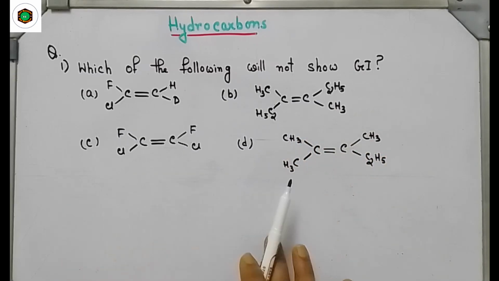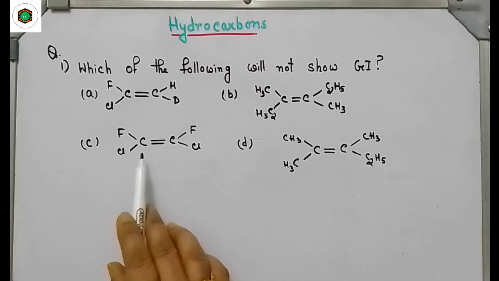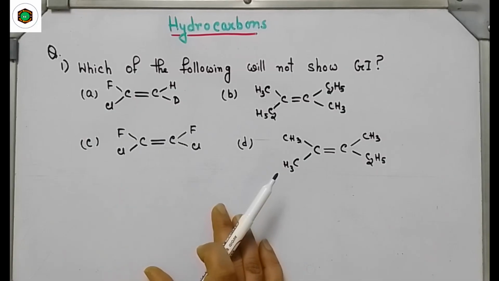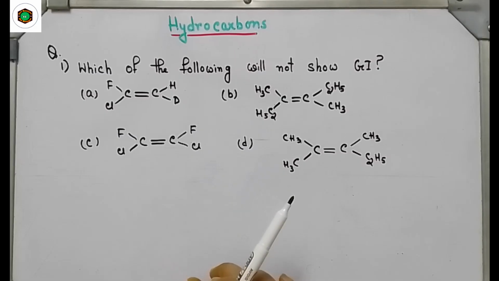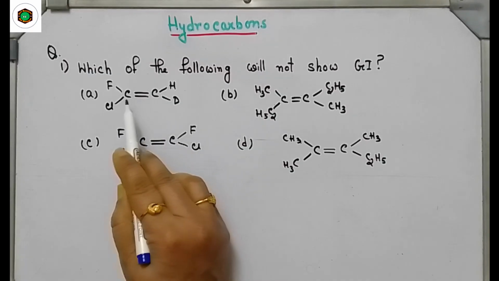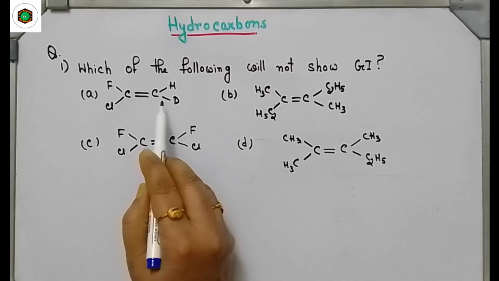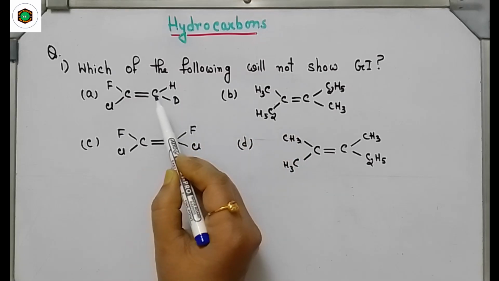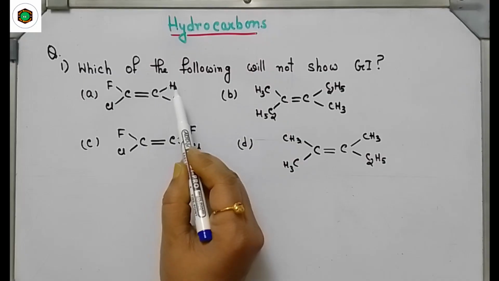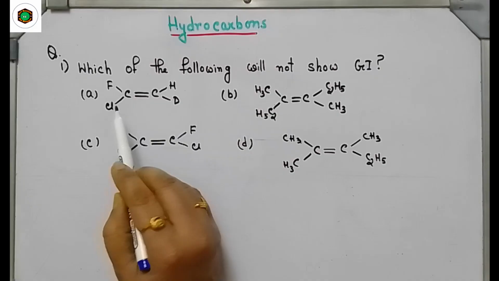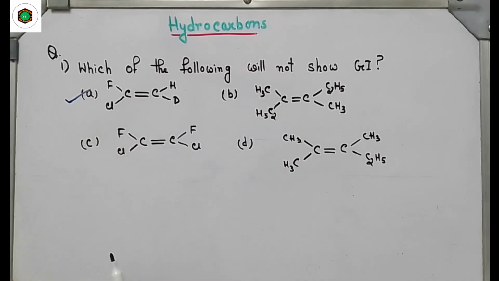4 compounds are given. Each compound is having double bond. That means restricted rotation is there across the double bond. Compound which will have different groups on each carbon atom of the double bond will show geometrical isomerism. So here on this double bonded carbon, hydrogen and deuterium is there. Here fluorine and chlorine is there. So it will show geometrical isomerism.